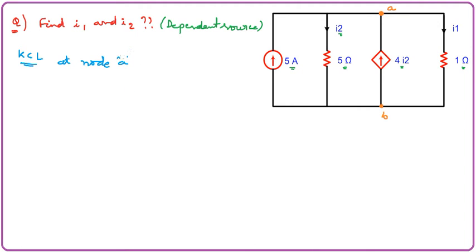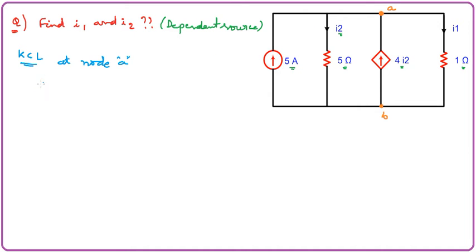So what is Kirchhoff's current law? Kirchhoff's current law says the sum of the currents at any node is equal to 0, or the sum of the entering currents towards a node is equal to the sum of the leaving currents from the node. So now let us see. The sum of the currents is equal to 0. The first current is coming towards A.